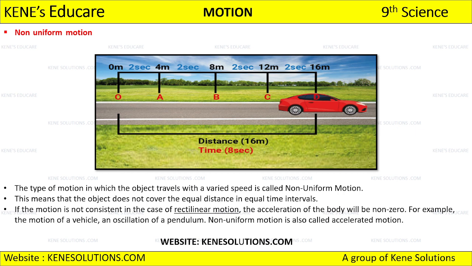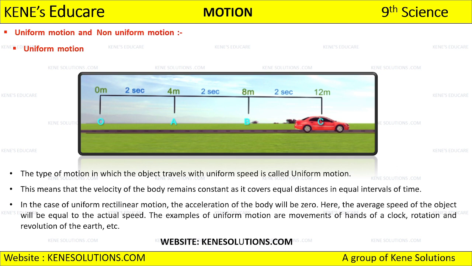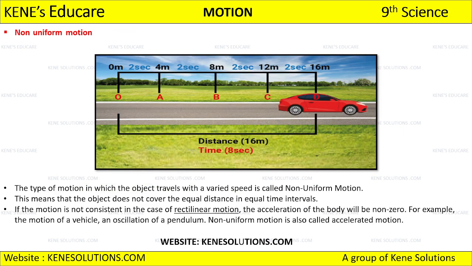So if the motion is not consistent in the case of rectilinear motion, the acceleration of the body will be non-zero. Over here we studied that in case of uniform rectilinear motion, the acceleration of the body was zero, right? But over here, the acceleration of the body will be non-zero in case of rectilinear motion.